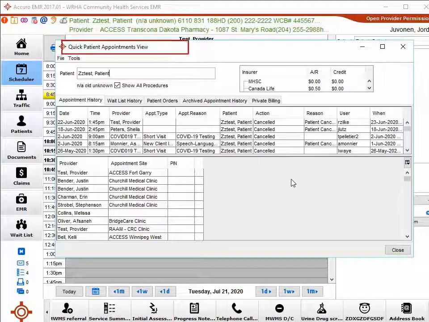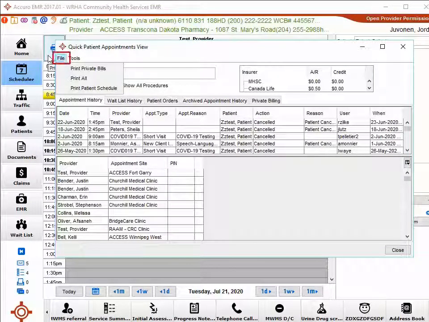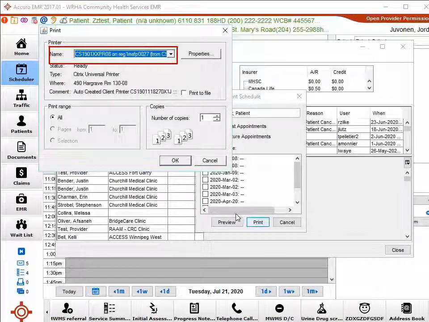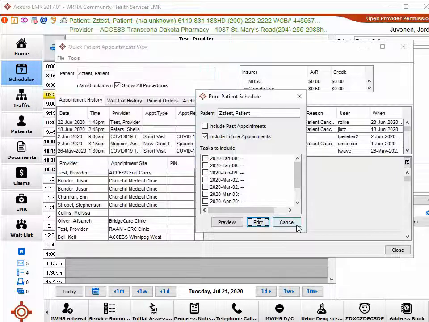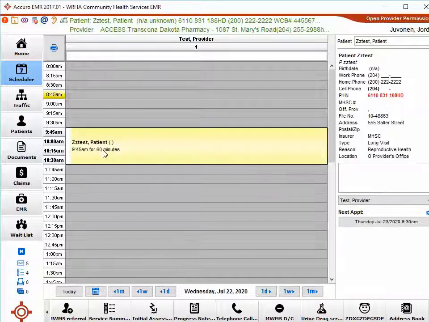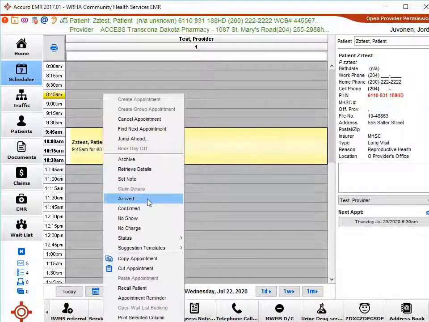A quick patient appointment window will appear. Select File in the top left-hand corner and select Print Patient Schedule. From here, select the checkbox for Include Future Appointments. Then select Print. Ensure the correct printer appears and select OK. Upon the patient arriving for their follow-up appointment, PCA shall right-click on the visit and select Arrive.